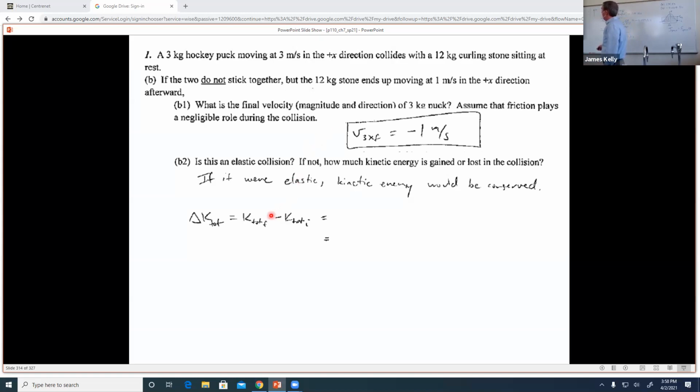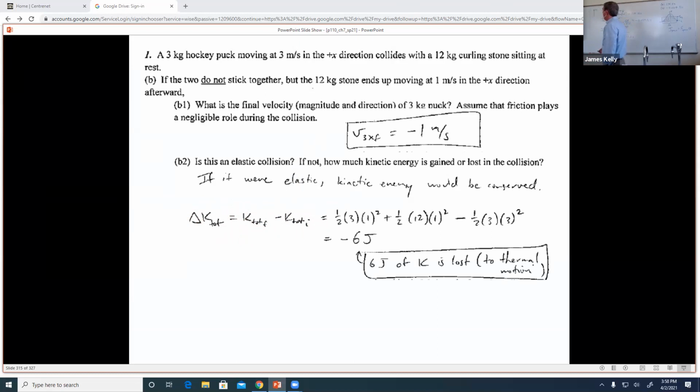And so let's calculate the change in the kinetic energy from the initial state to the final. So the change is final minus initial. If the change is negative, that means we've lost some kinetic energy. If the change is positive, that means it's explosive. If the change is 0, that means it's elastic. So here in the final state, I've got 1/2 mv squared for the puck, I can just throw away the minus sign, and 1/2 mv squared for the stone that was also moving at 1 meter per second. And then in the initial state, which I'm subtracting off, only one of them was moving. Only the puck was moving at 3 meters per second.